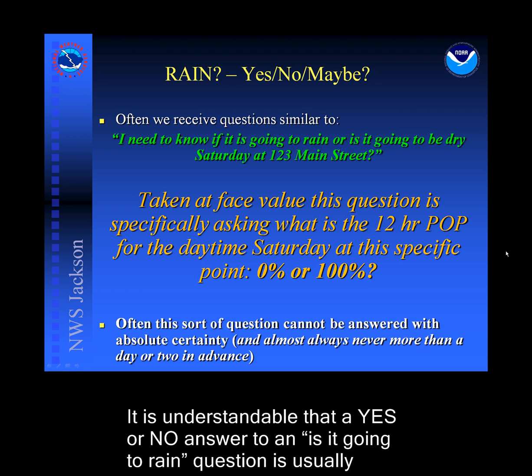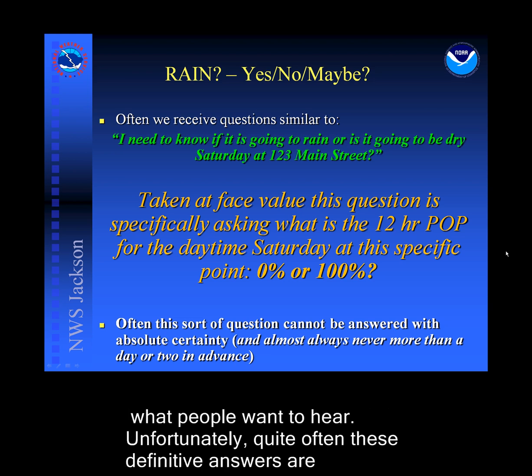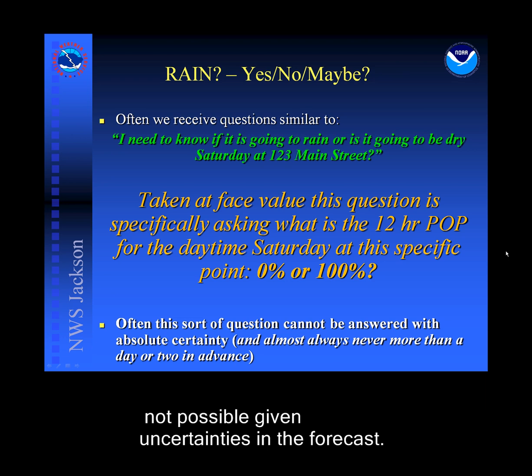Often we receive questions similar to, I need to know if it is going to rain or if it is going to be dry Saturday at 123 Main Street, or this is just a representation of a specific location. Taken at face value, this question is specifically asking what is the 12-hour POP for the daytime Saturday at this specific point, 0% or 100%. Often this sort of question cannot be answered with absolute certainty, and almost always never more than a day or two in advance.